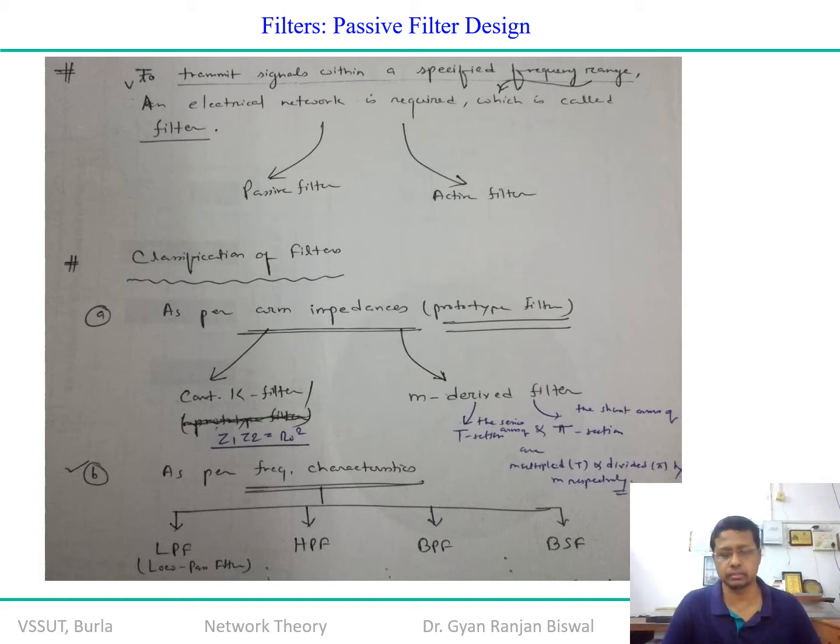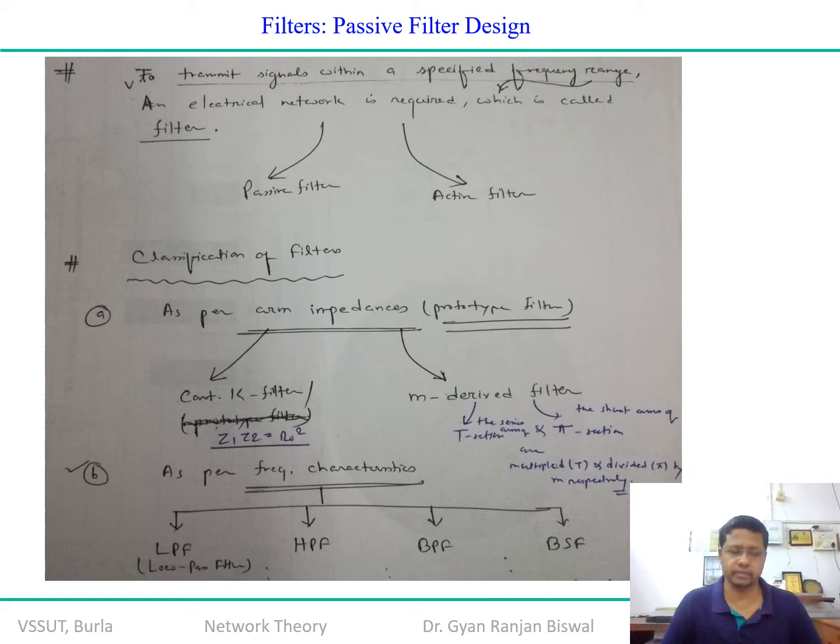And on the other hand, the product of the derivative of the T arm and the derivative of the pi arm, or you can say the multiple of the star and the derivative of the delta, is represented by the number M respectively. Those multiples are represented, that number one, it should be a multiple of the derivative, but it is represented by some number M. So that is called your M derived filter.